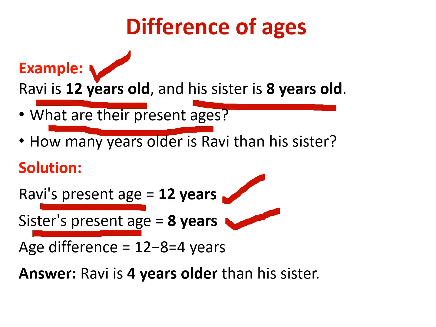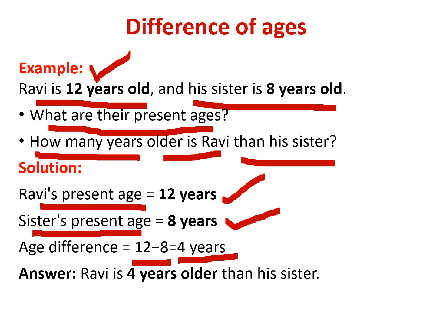Here, another question asks how many years older is Ravi than his sister. To find this, we need to find the difference between their ages. Since Ravi is older, we subtract his sister's age from Ravi's age. So, 12 minus 8, which is equal to 4 years. Therefore, Ravi is 4 years older than his sister.